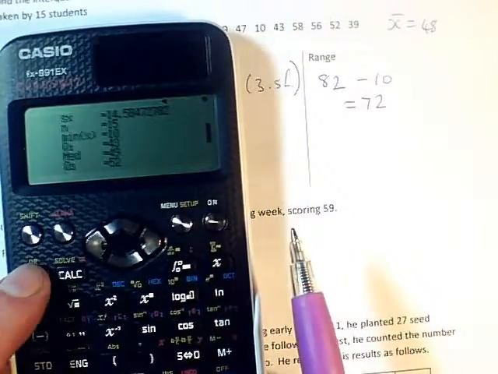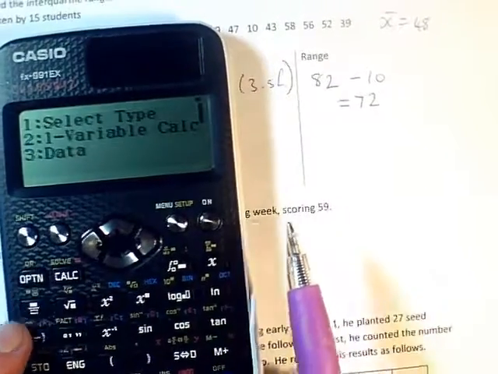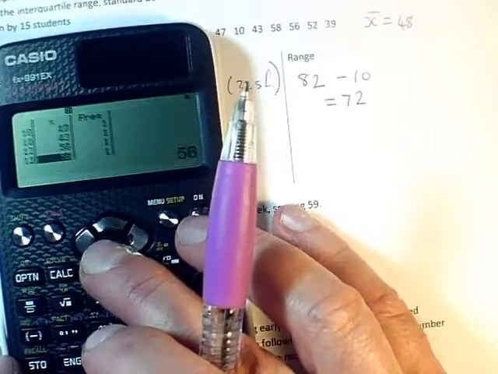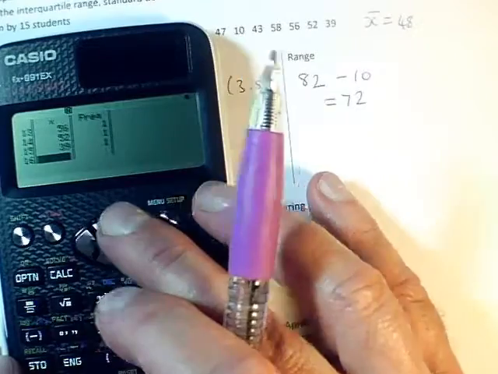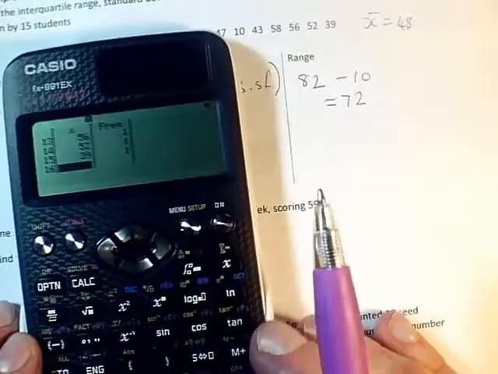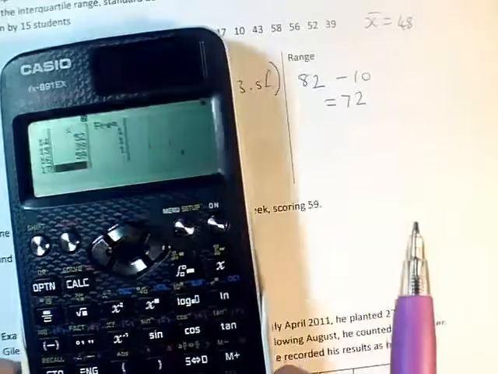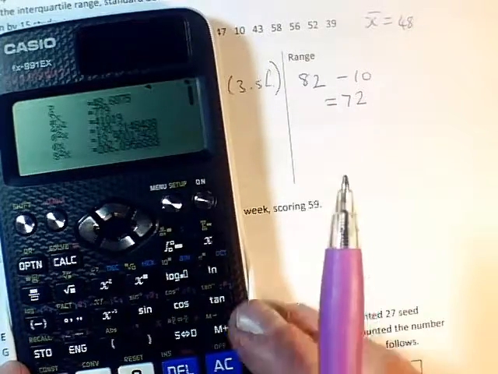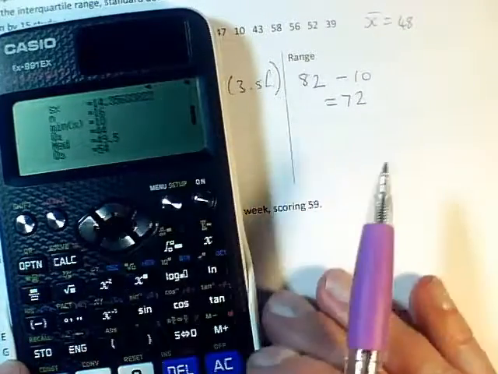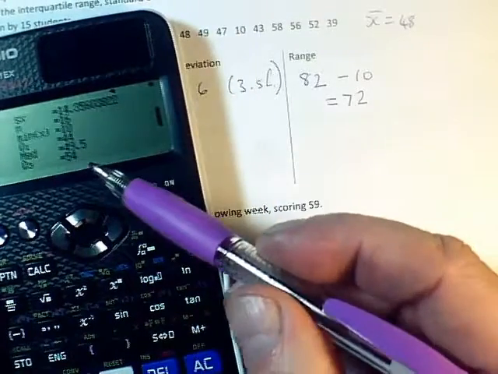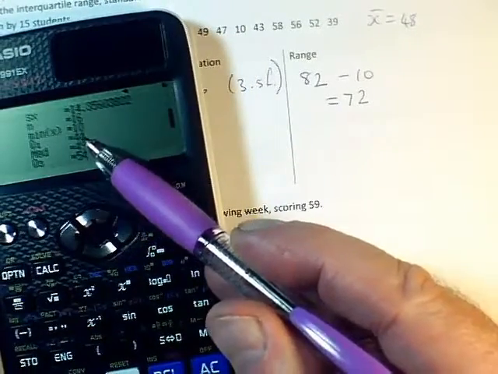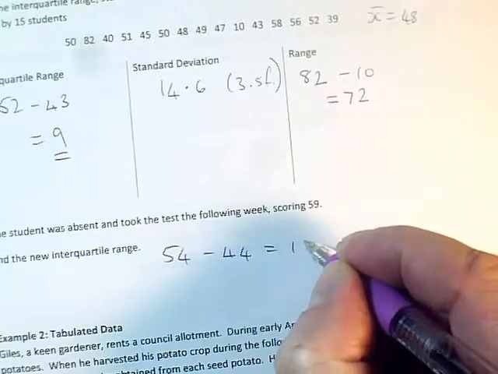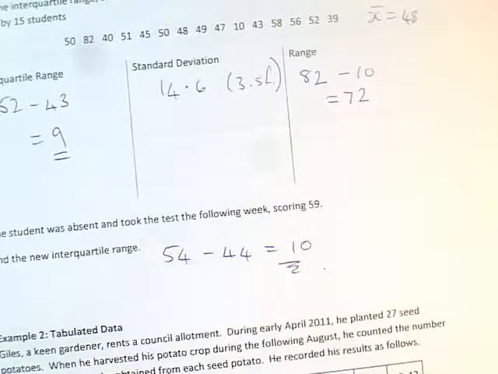So if I go back and change my data, I press option, and choose item 3, data, and if I go to the bottom of my list, I can put the new item of 59 in at the bottom, and press AC, option. We want one variable data again, and now I need to look at the quartiles again. So now I've got an upper quartile, Q3, is now 54, and Q1 is 44, so it's 54 minus 44, which is a new interquartile range of 10. Okay, so that's that one finished.